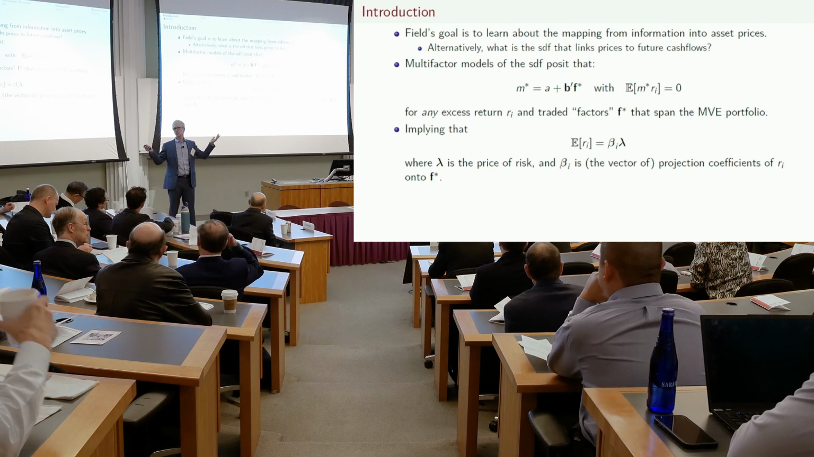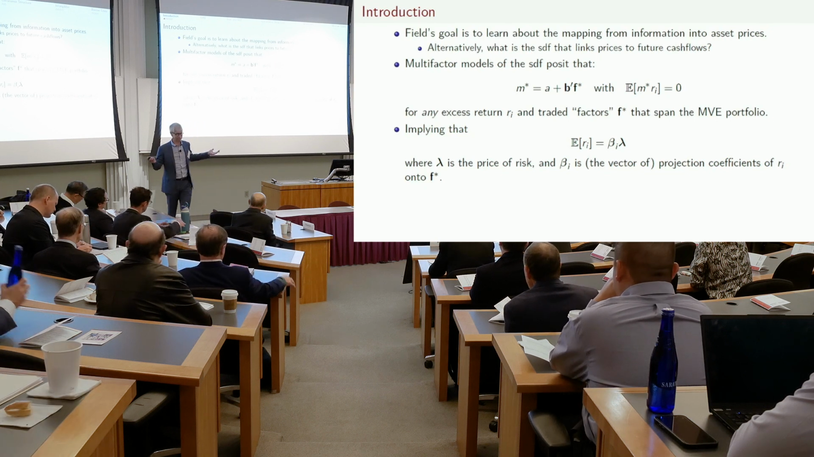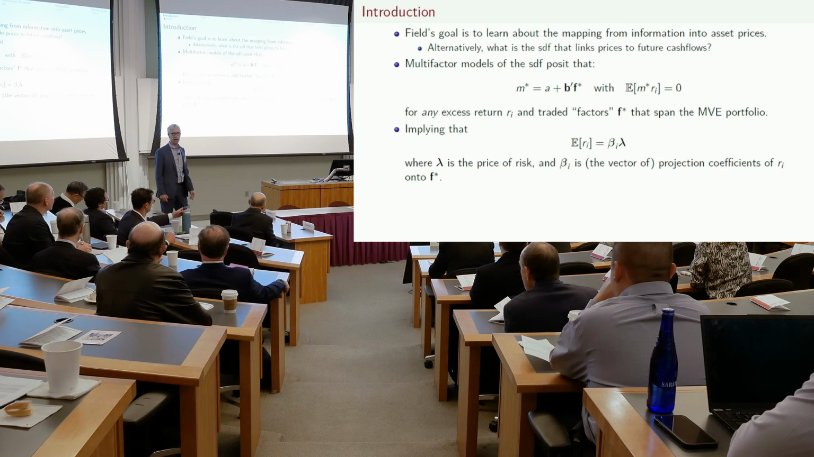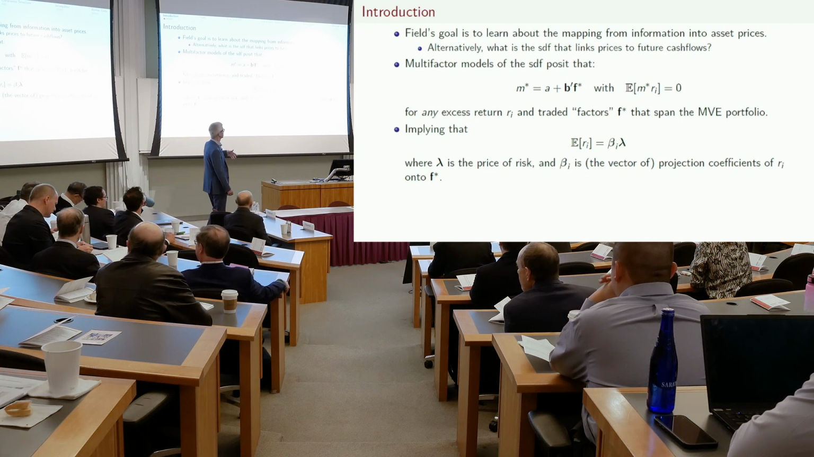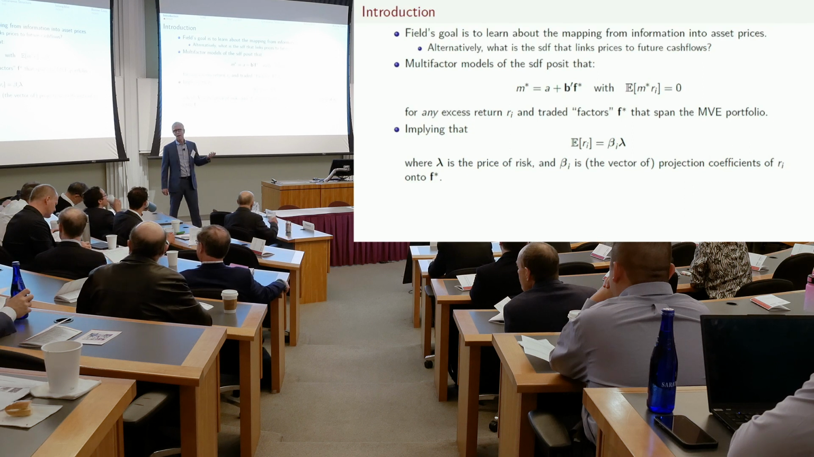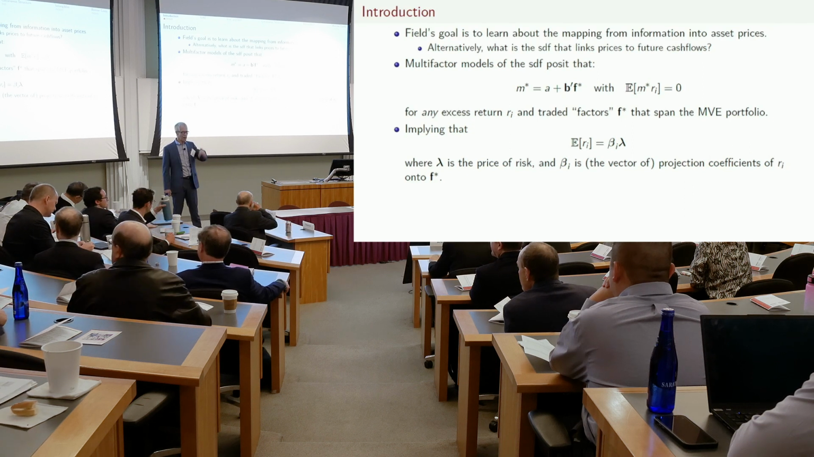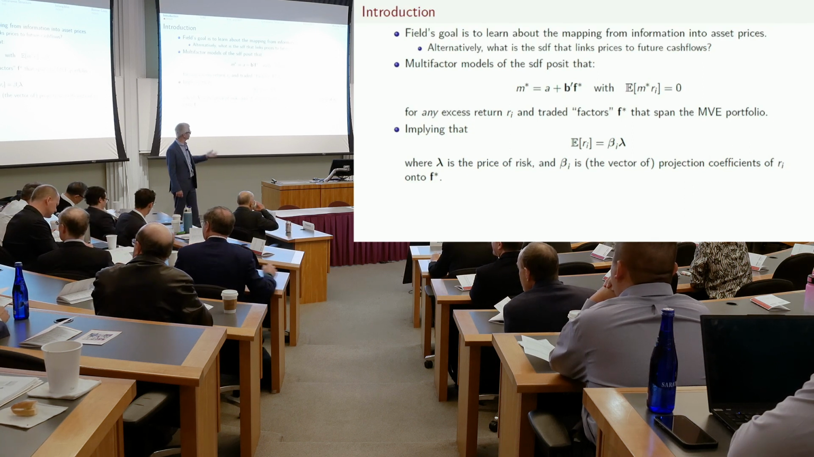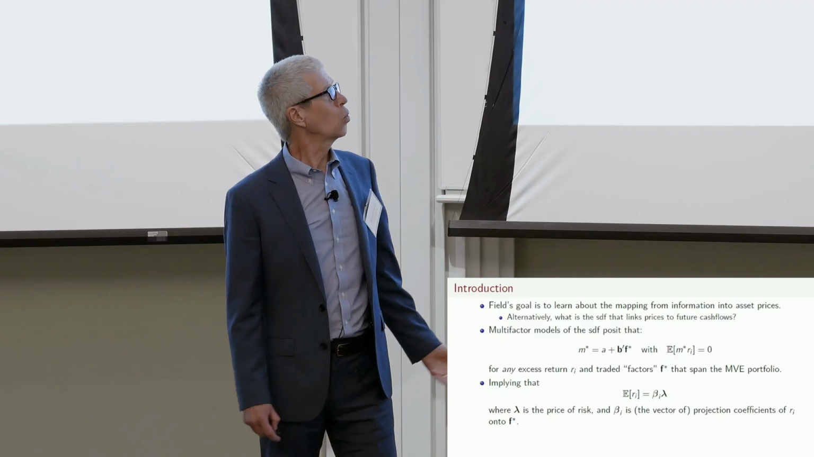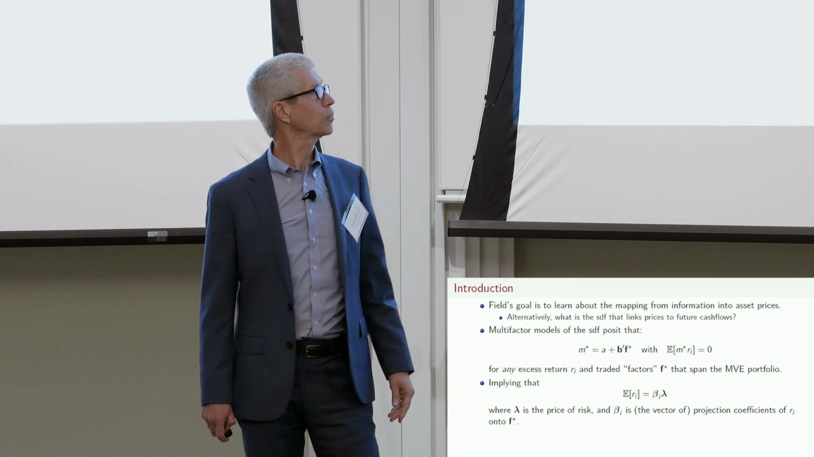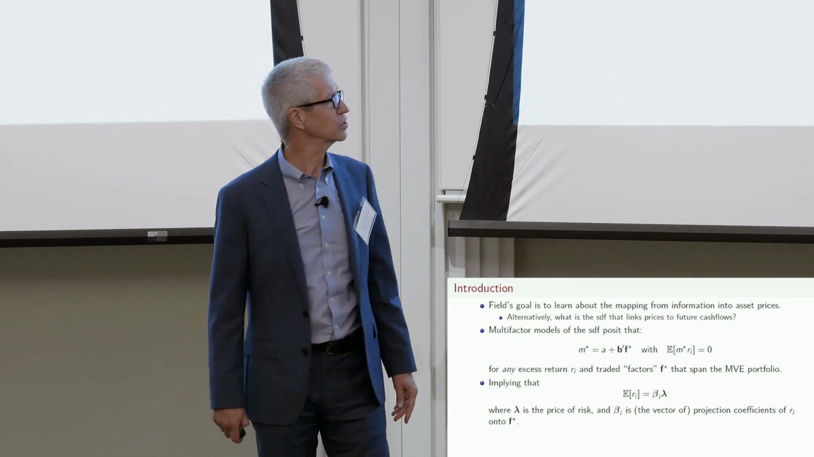Okay, so what's the goal of asset pricing? Well, as the title states, it's to learn about where asset prices come from. What's the mapping from information into asset prices? The way that the field has predominantly come to look at this, because of the influence of Gene and Ken, and also Lars especially, is: what is the SDF that links prices to future cash flows?